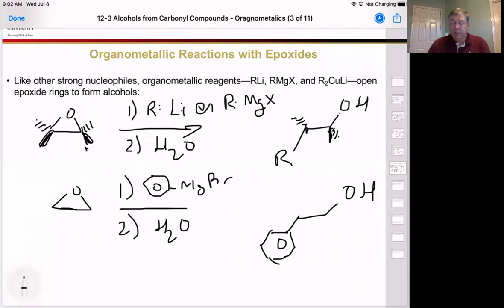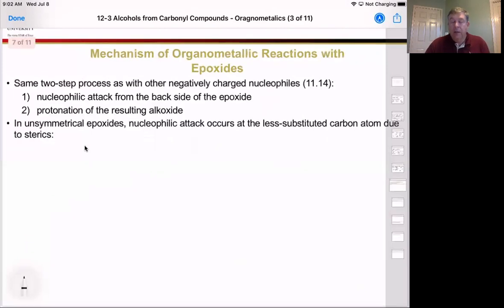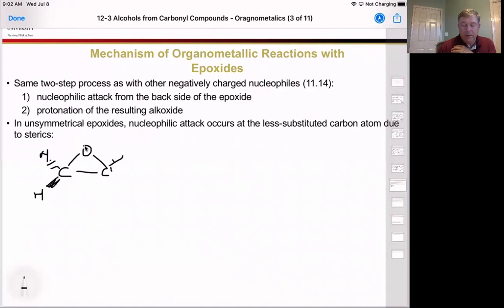Okay. So how does this work? There's a two-step mechanism associated with this. The first step of the mechanism is the attack of the nucleophile on the backside of the epoxy. So let's draw a different epoxy here. We're going to do one that has different groups on it. So here we have hydrogen, and we have one that has a methyl group and a methyl group on this side here.